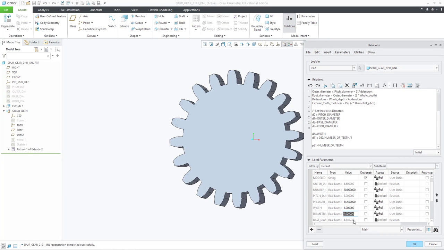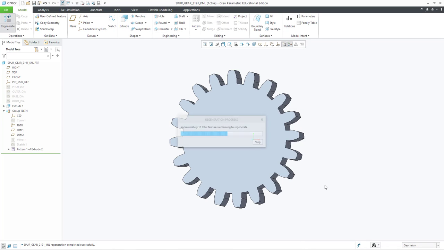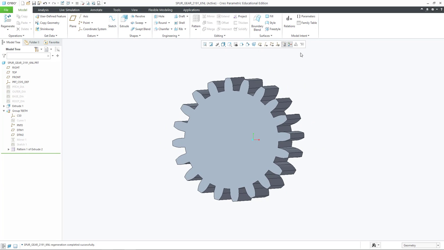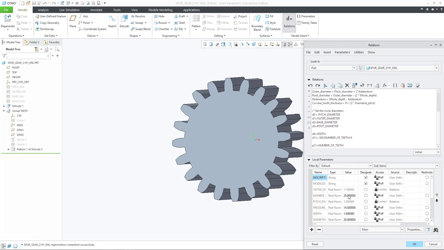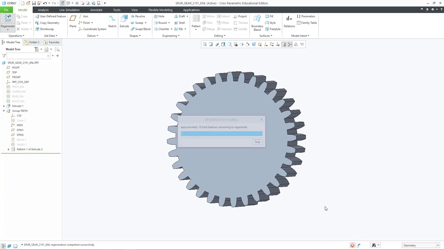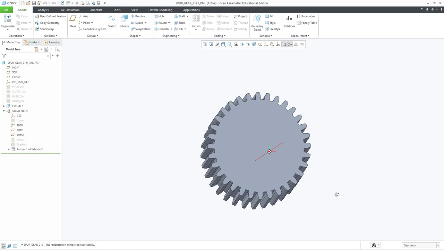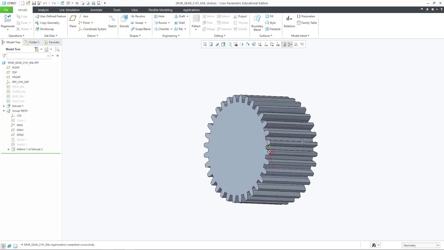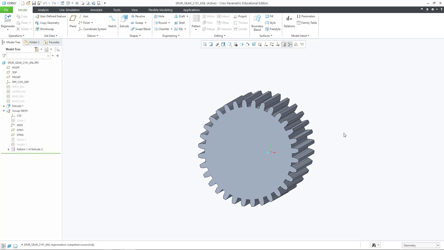I also want to change the diametral pitch to 20. Okay. Perfect. Let's try a little bit bigger. And at some point this might break, and that's because the root diameter and the base diameter flip, but we're looking pretty good here. All right, let's go ahead and add a family table.